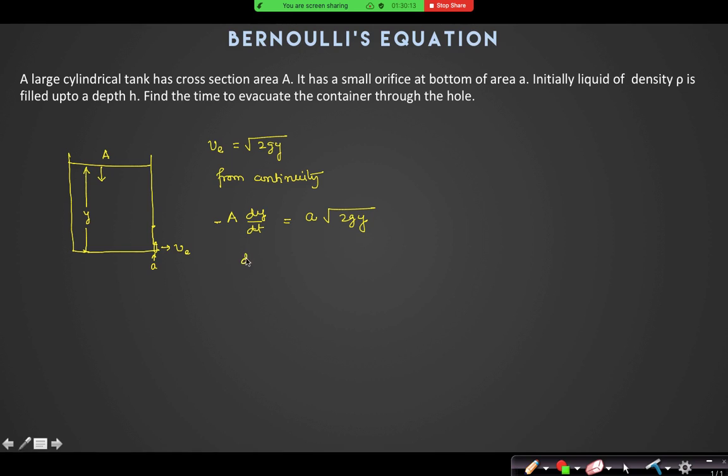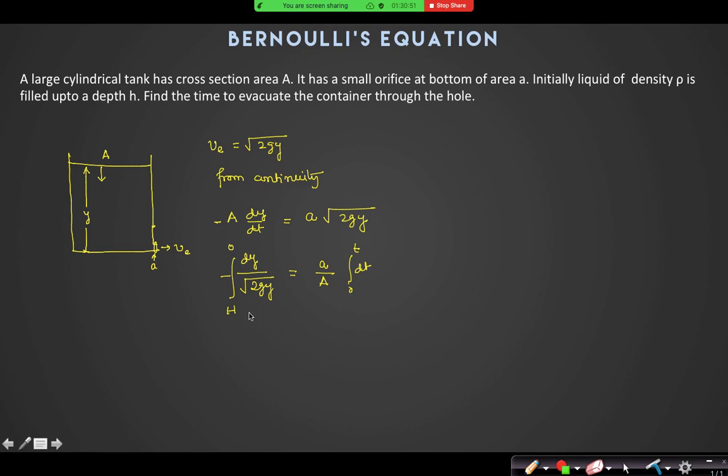So now I will just modify this function. Y is decreasing with time. Another way to say it: velocity is downward and displacement is upward, so velocity should be negative of dy by dt. So that is equal to minus dy by root 2gy is equal to small a by capital A into dt. Now you can integrate it over time 0 to t and over y from h to 0.